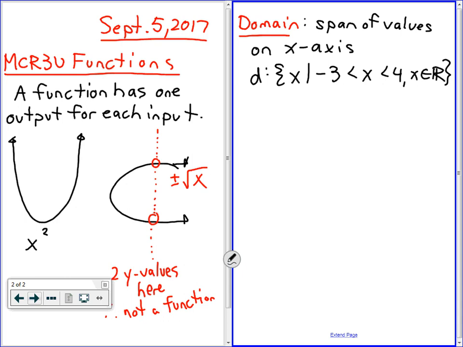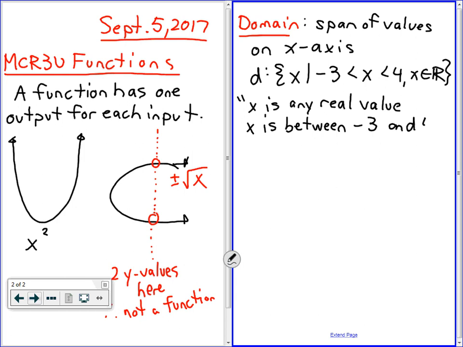Yeah, go ahead. X can be any real value, such that -3 is smaller than x and smaller than 4, and x can be any real value. Okay? That's what it means in English. X is between -3 and 4. So it doesn't hit -3, it doesn't hit 4.